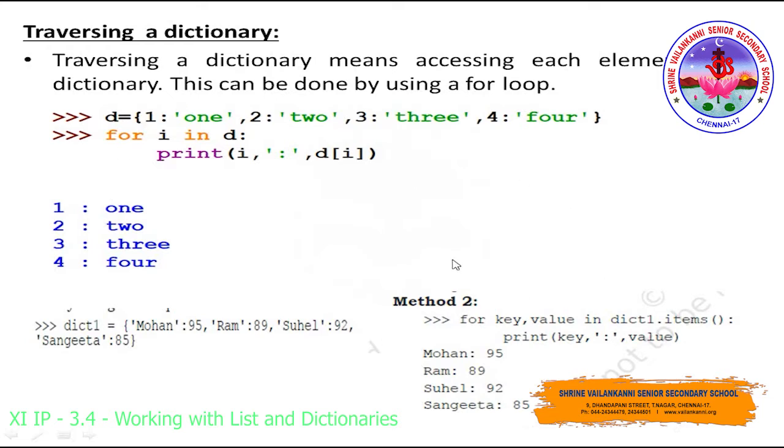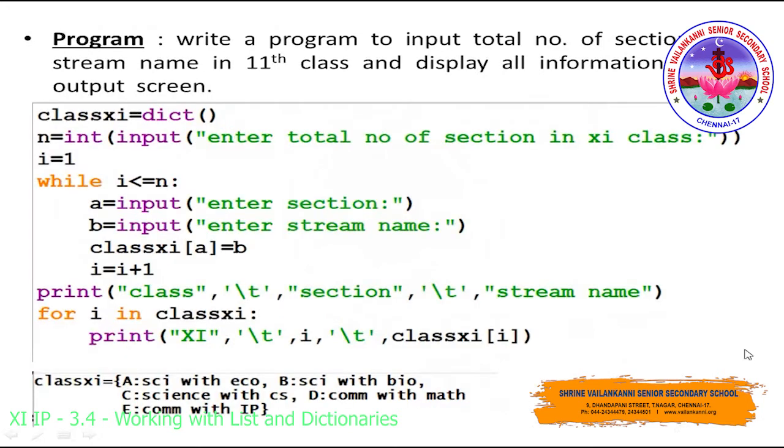So you can traverse through a dictionary in two different methods. It is not that you have to use only one particular method. So you can make use of the square bracket method, or you can make use of this items method also. Got it? Now let us see the other functions related to dictionary.